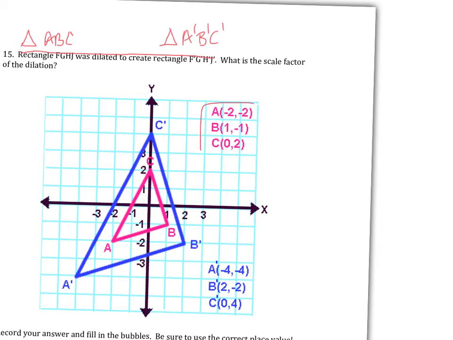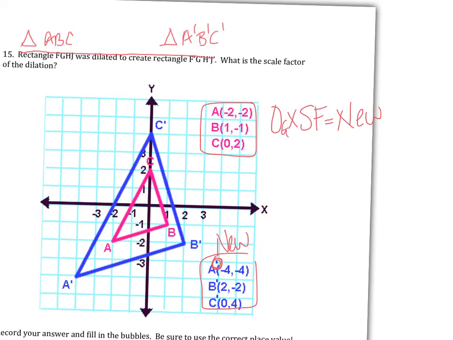How do I know these are the original and these are the new? Well, because this has the prime. So remember, we know that the prime is always the new. So we know that the original times the scale factor is what gives us the new points. In my class, we say original as OG, but anywho. So the original point, so let's look at this first one. The original point was -2, -2. Then we multiplied by some number, and we got this new point, which was -4, -4.